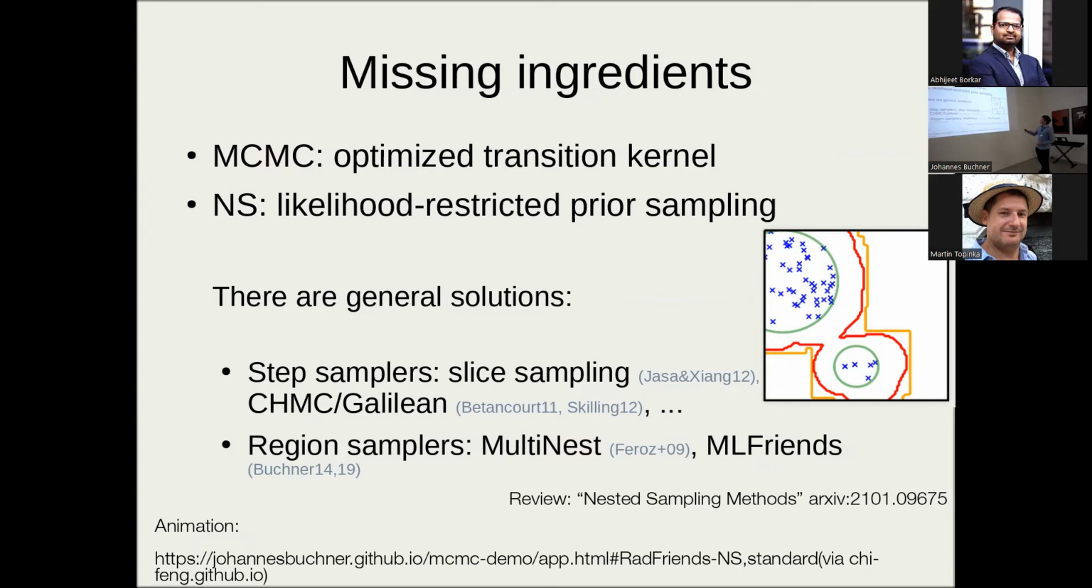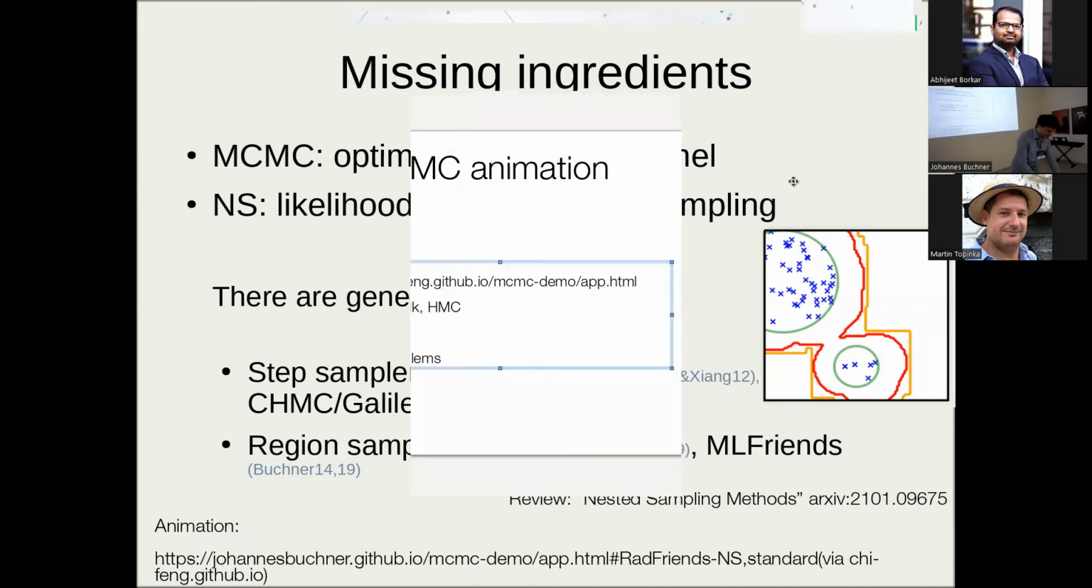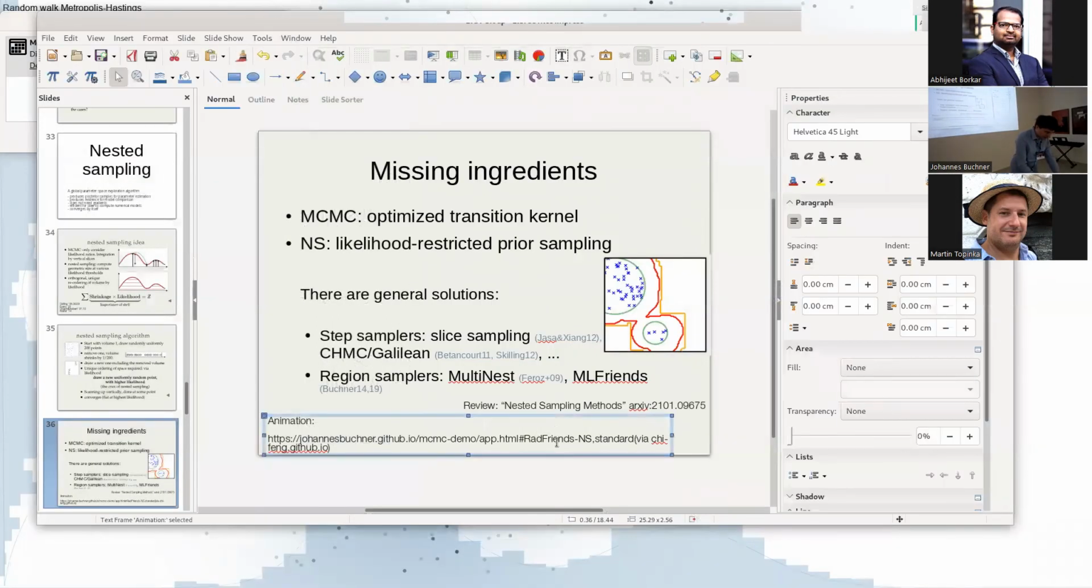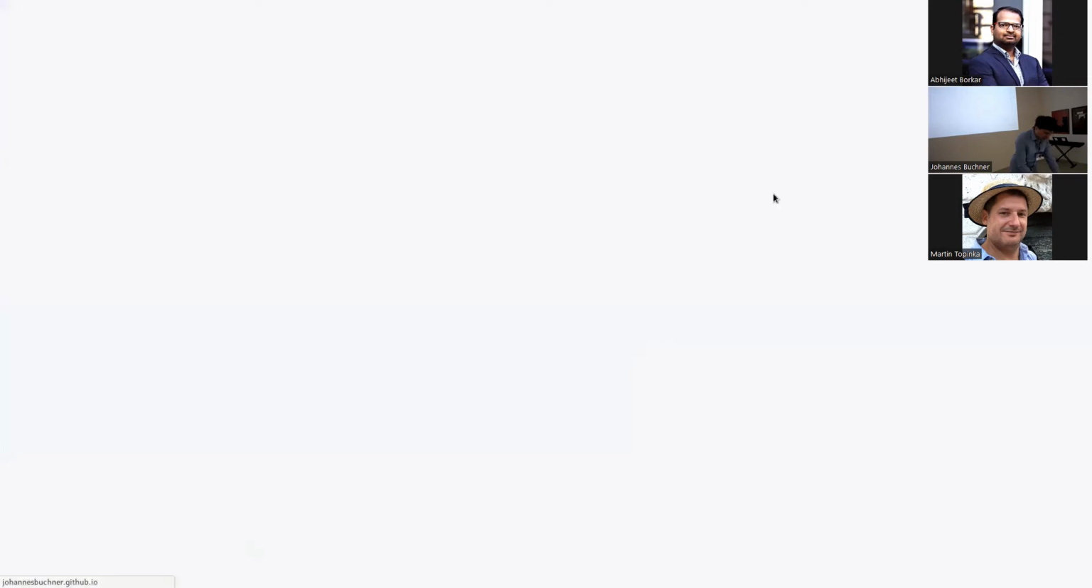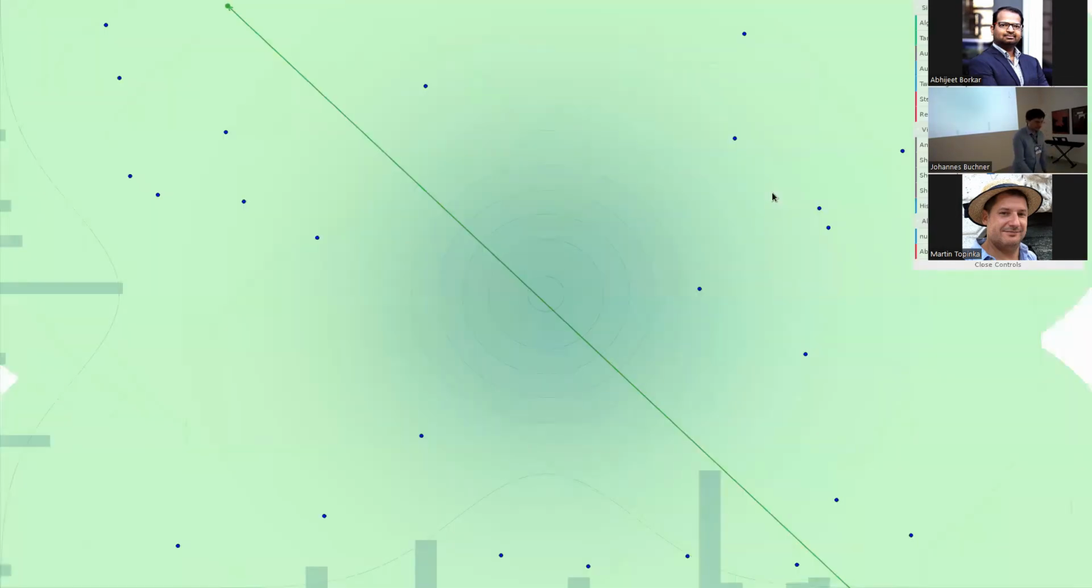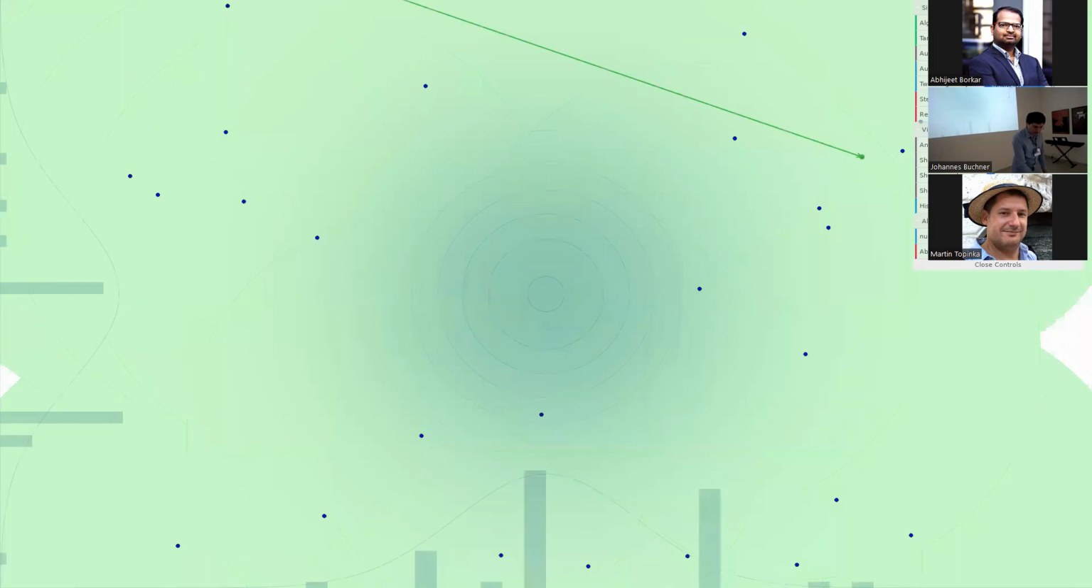Right, so we can have a look at what that looks like. I just want to say MLFriends is the algorithm implemented in Ultranest. Ultranest is a Python general purpose Bayesian fitting package, and it's the package that's used in BXA as well. So let me just bring that up, if I can. Okay, let me just bring up this multimodal thing because I think it's nice.